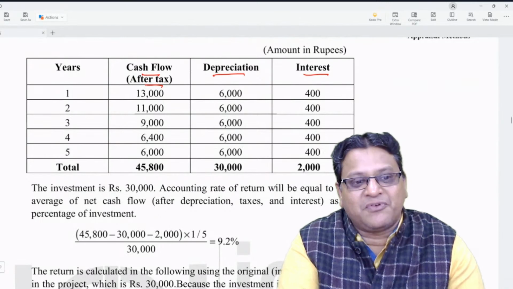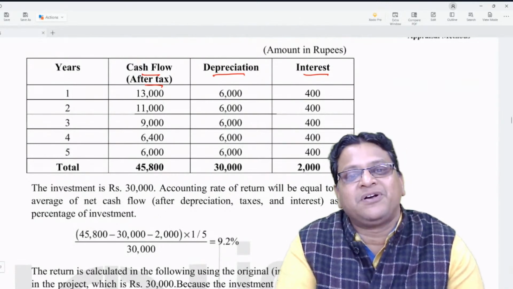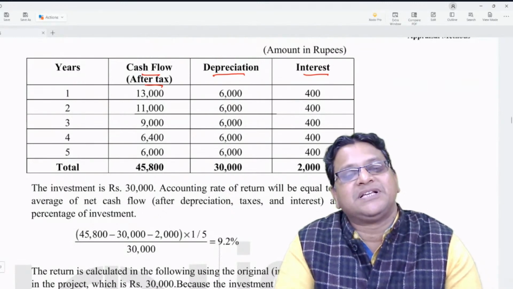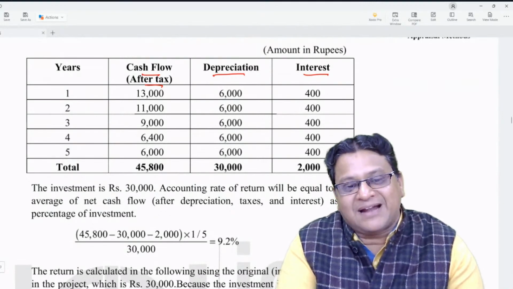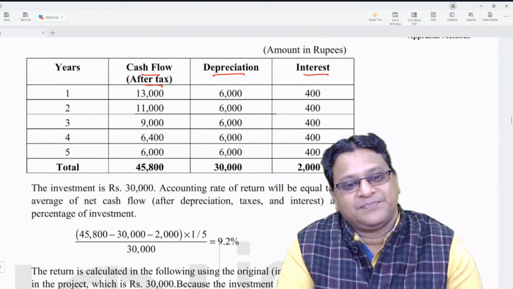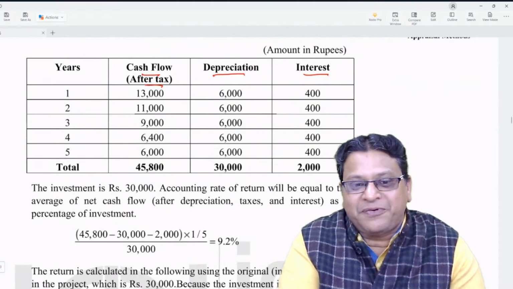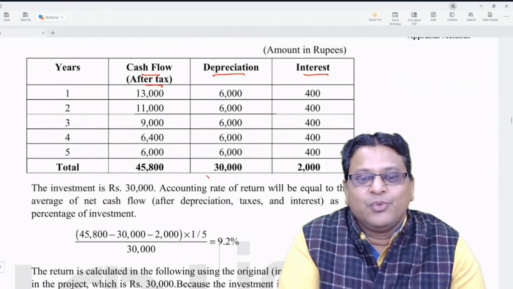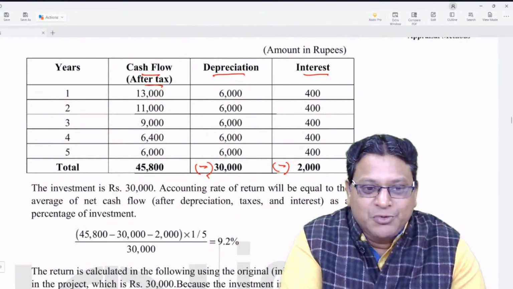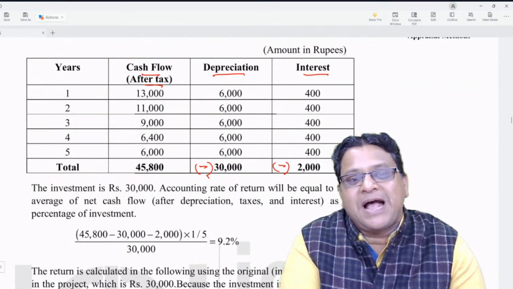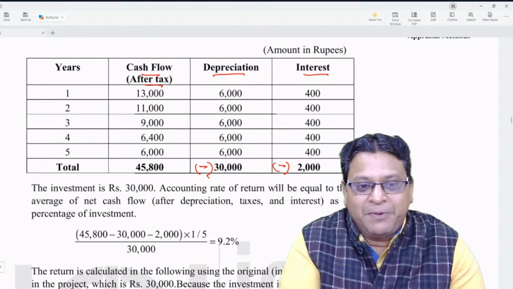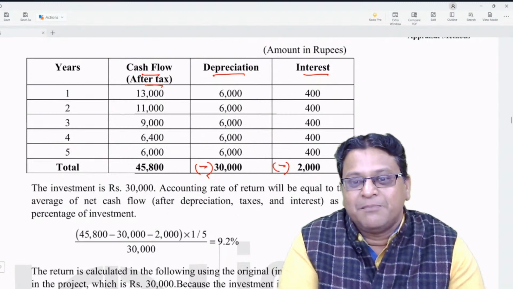So 1, 2, 3, 4, 5 years are there. Every year's cash flow figure is given. Every year's depreciation figure is given. Every year's interest figure is given. When we calculate PAT, we adjust depreciation and interest out of it. So to calculate PAT of 5 years, from the cumulative cash flow we have to deduct the depreciation money and the interest money. In this case, the PAT of 5 years is 45,800 minus 30,000 minus 2,000.